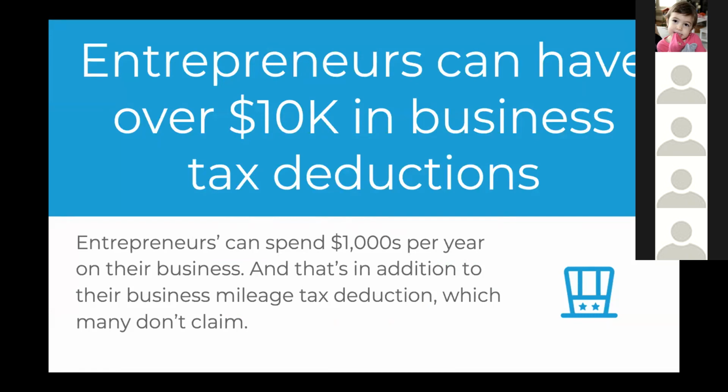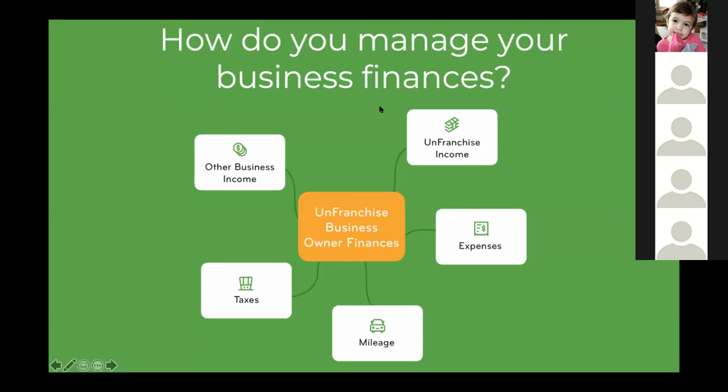And so what it really comes down to is, number one, understanding what is and what is not something that you can write off. But then number two, having the discipline and the organization to keep track of it all. So again, not many people have a system for that.